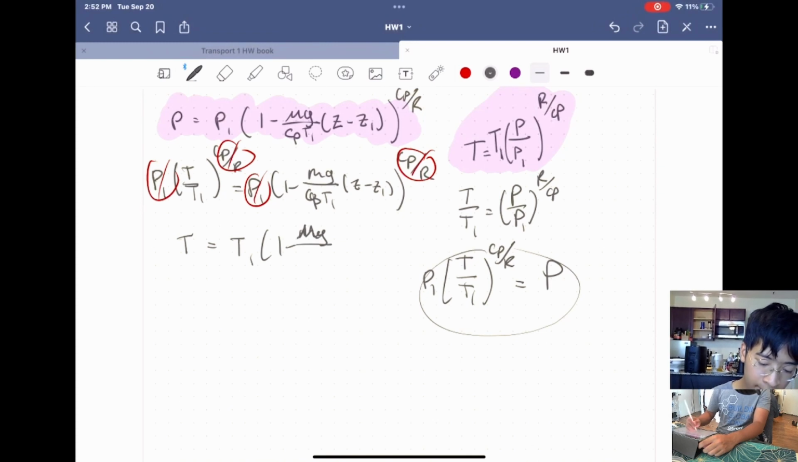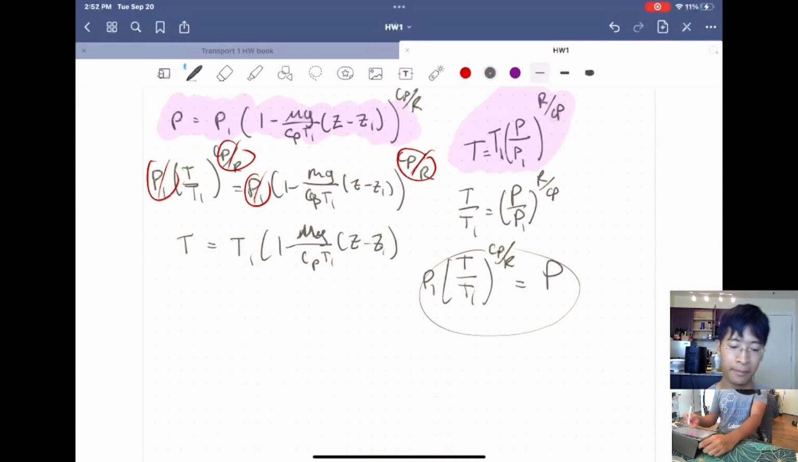that should be molar mass, not just mass. Over Cp T1 times the change in altitude. There you have it. We have an easy peasy expression for temperature as a function of altitude. And this concludes part 2 of homework 1.